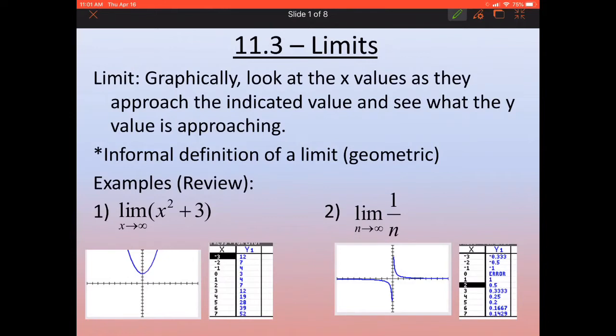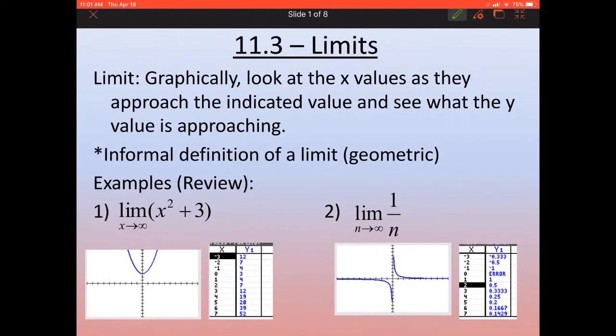Okay, so that's one way to look at it. You could also think about it as numbers, the x values are getting closer and closer. So fill in numbers into the function or into the expression and see what values it's getting closer and closer to. Okay, so let's review.